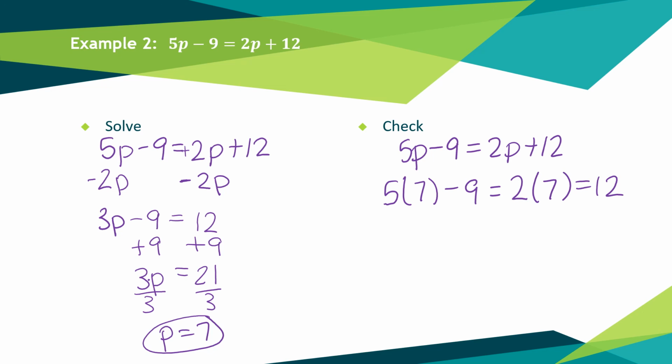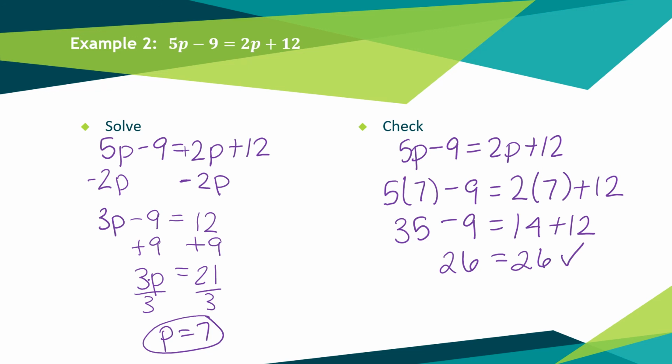So we can do 5 times 7, which is 35. And on the right-hand side, this should be a plus, sorry. On the right-hand side, we're going to do 2 times 7, which is 14. Now we can do our last step on either side. 35 minus 9 is going to get us 26. And 14 plus 12 will also get us 26. So since 26 is equal to 26, it's a true statement. That does mean that p equals 7 was the correct answer to this equation.